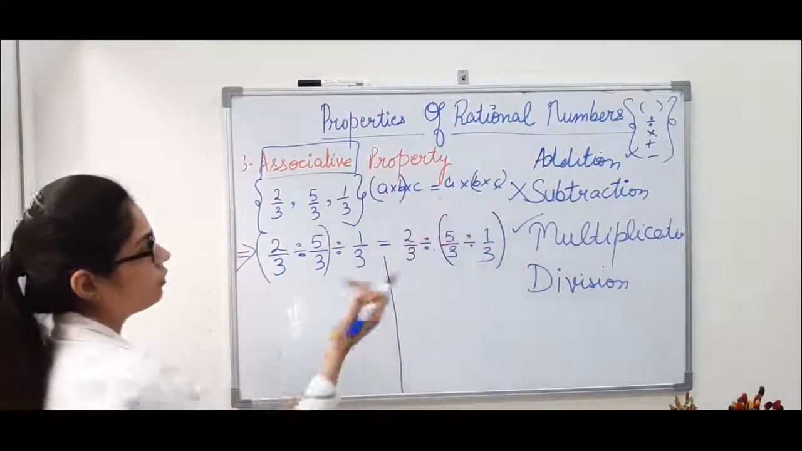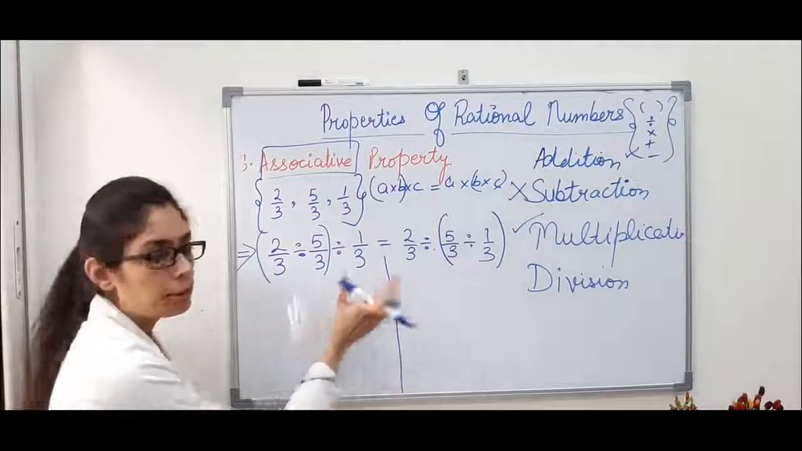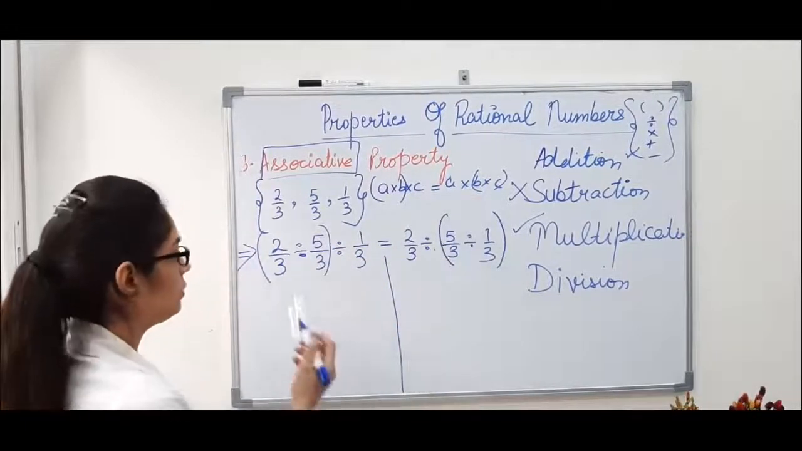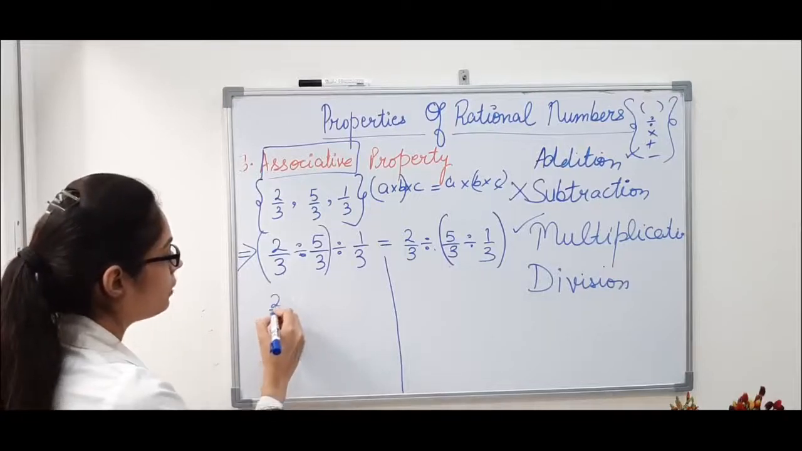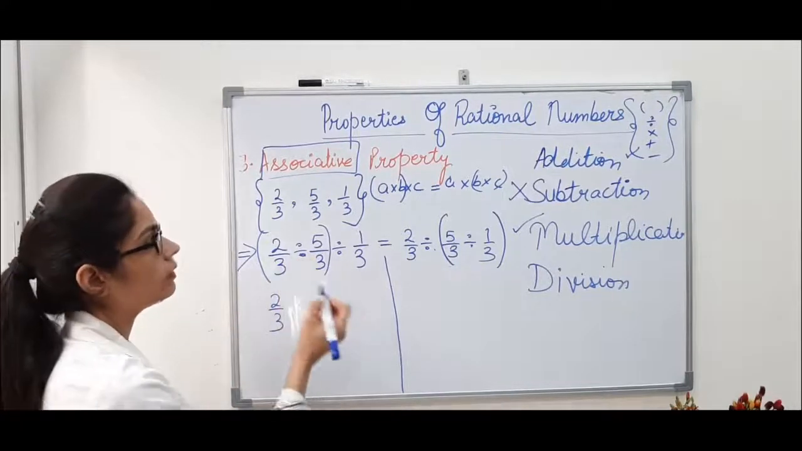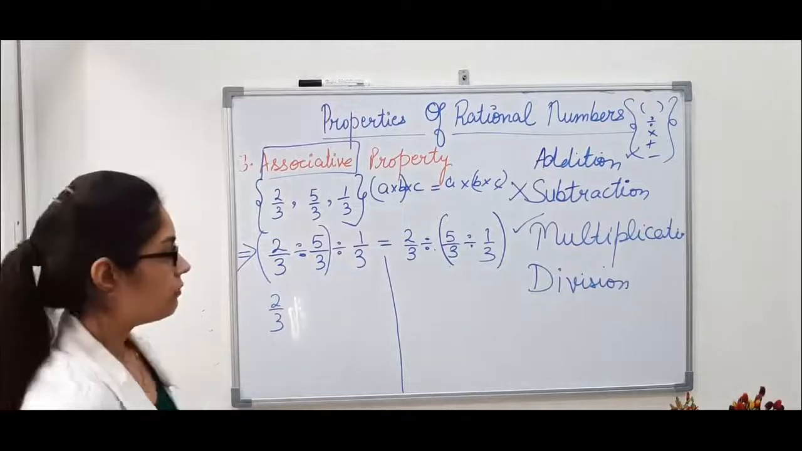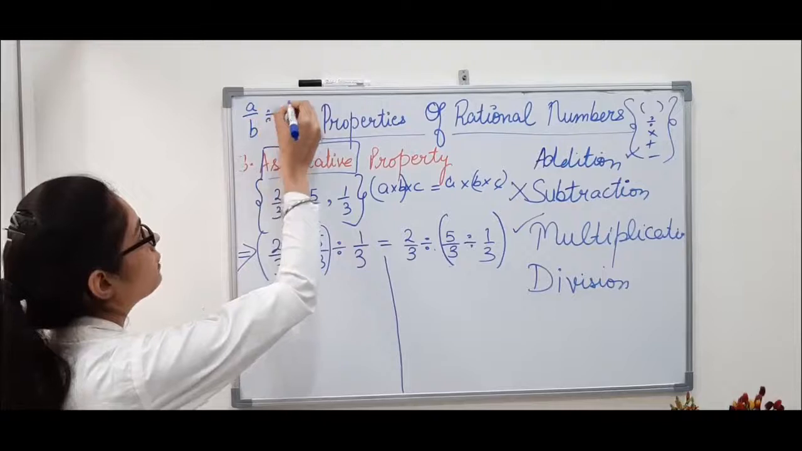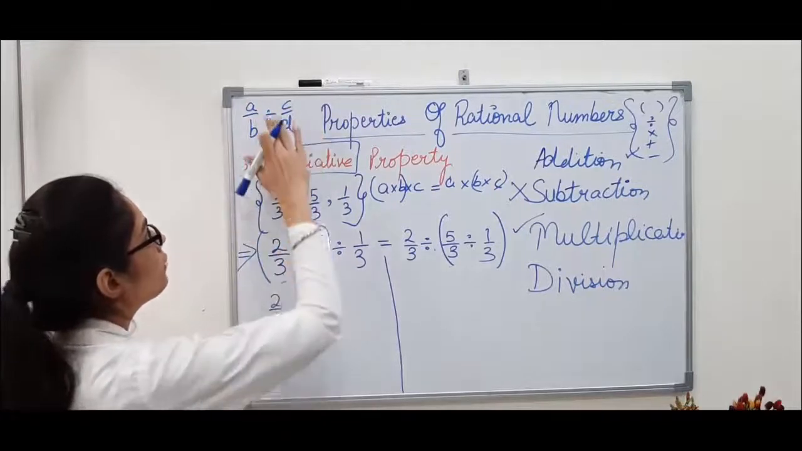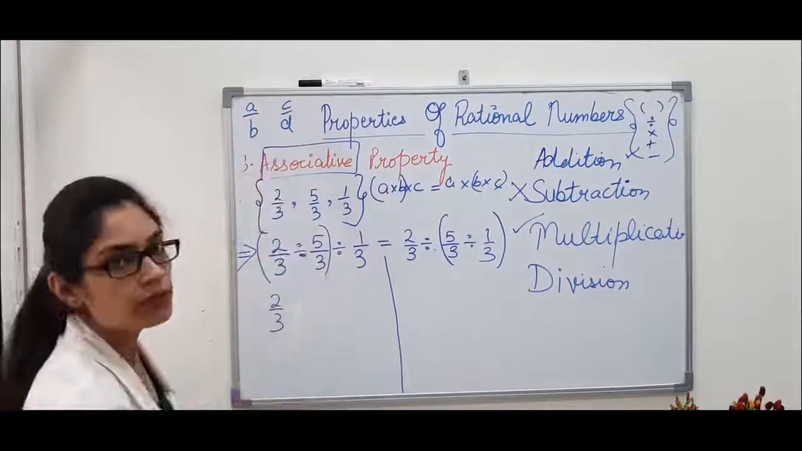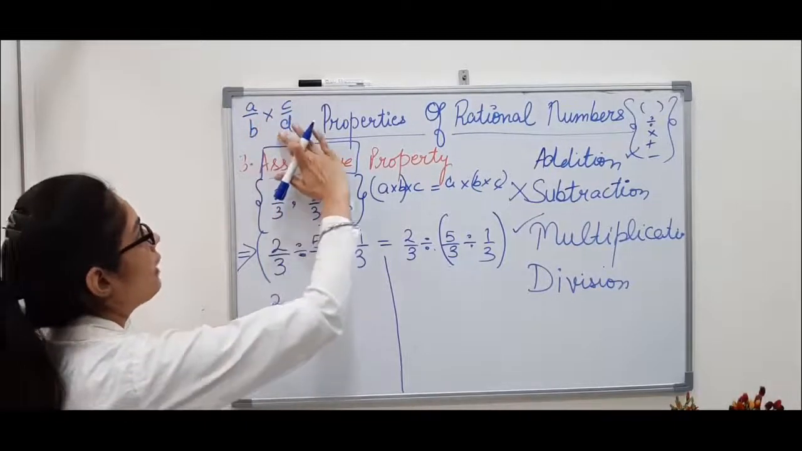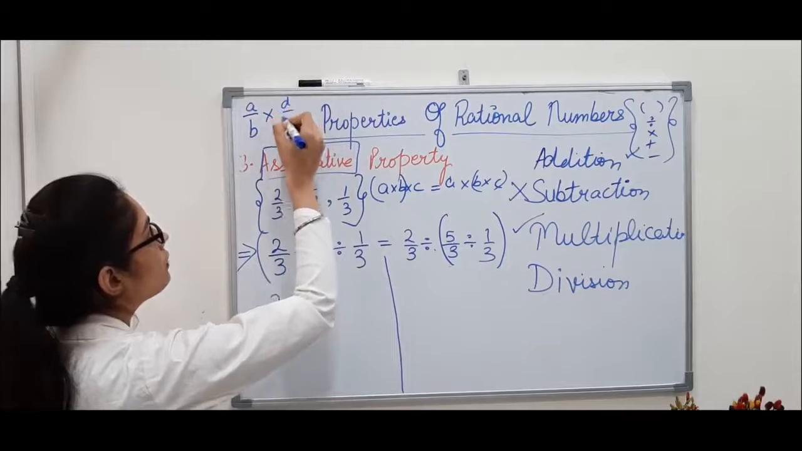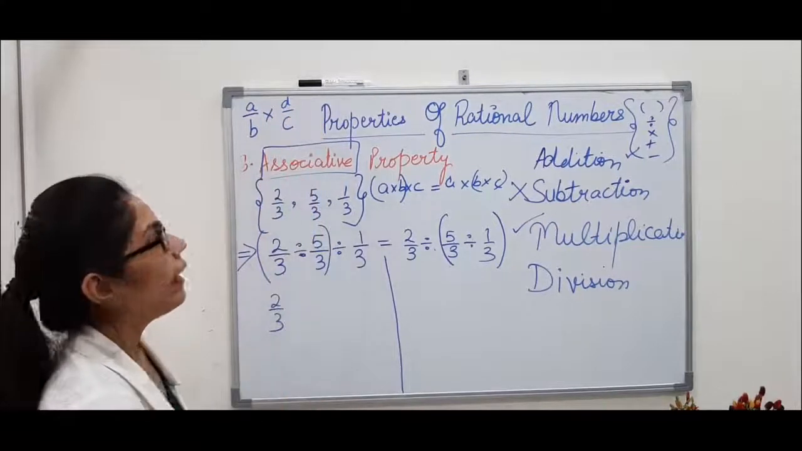See, the way of writing will be same. 3 numbers I will write as it is, then I will put bracket on different numbers. Now let's try it. 2 by 3 divide. Whenever we are doing division, see, A by B divided by C by D. In that case, we always have to change this division sign into multiplication, and this reciprocal or inverse, I can say, this has to be changed as D by C.